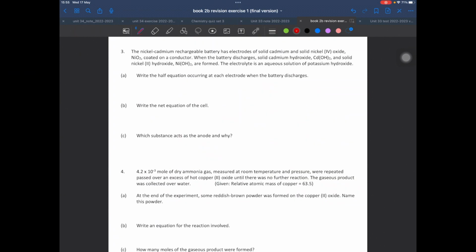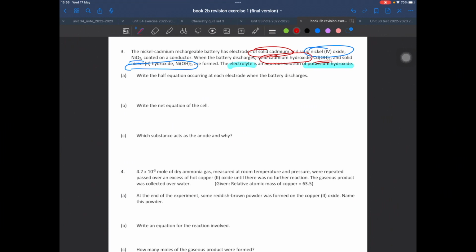Question 3. This is a question about writing half equations in a rechargeable battery. So we have a look. We have solid cadmium and nickel(IV) oxide. Very good, you are given the formula. At the end of the reaction, you will get cadmium hydroxide and nickel(II) hydroxide. And you can find that I use 2 colors to represent the reagents. Don't forget we have the alkaline electrolyte. That is an alkaline environment.